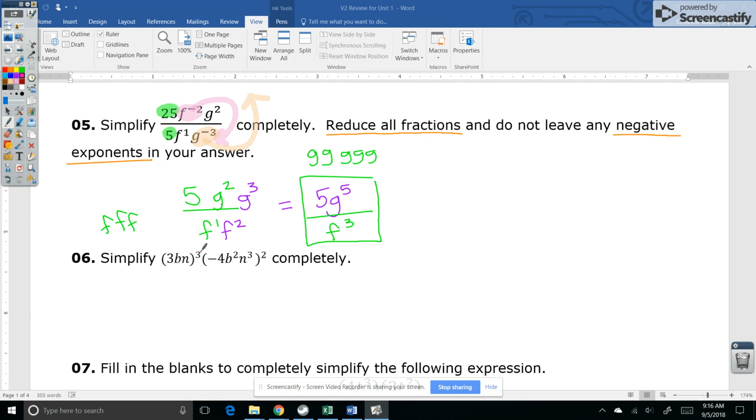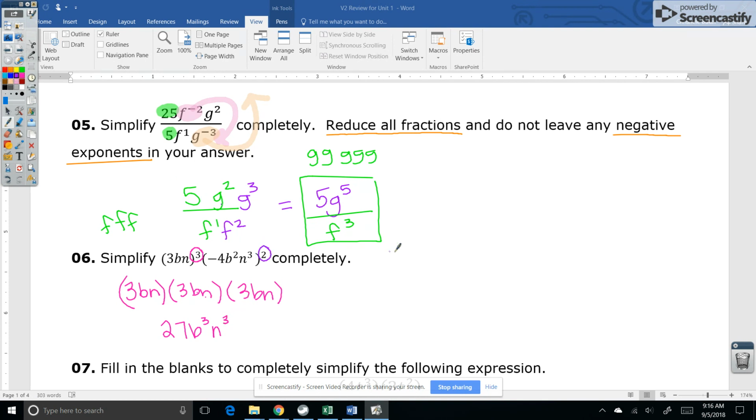In number 6, this third power means that I'm going to write out 3bn 3 times. 3bn times 3bn times 3bn. 3 times 3 times 3 is 27. B times B times B is B cubed. N times N times N is also N cubed.